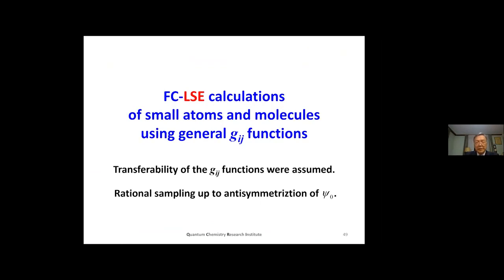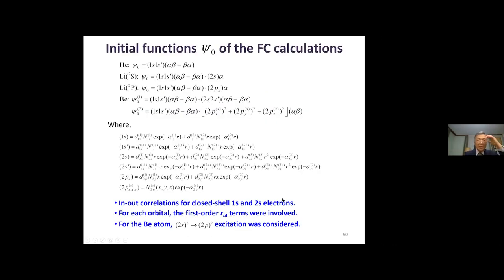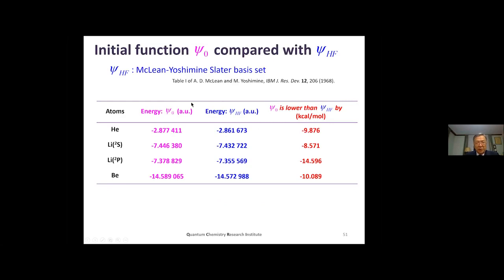And we want to calculate free-convert LC calculations. We use LC now for small atoms and molecules using general Gij functions. And I assume transferability of Gij functions from the helium atom. The same Gij is used. And we did rational sampling up to anti-symmetrization of psi. These are the initial functions. Our initial function is VB type, but the orbital has a bit nicer behavior. So this is our initial function, the energy of the initial function. This is almost the Hartree-Fock limit, the McLean-Yoshimine result. And our result is lower than this one, by this many kilocalories per mole.